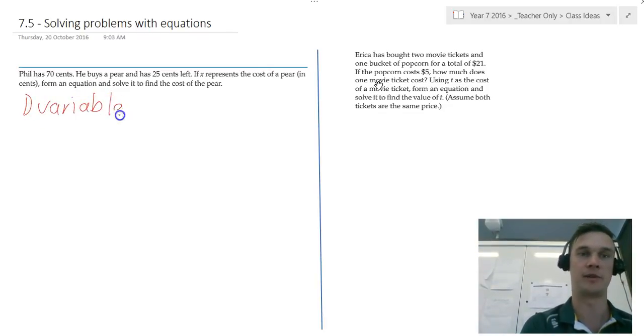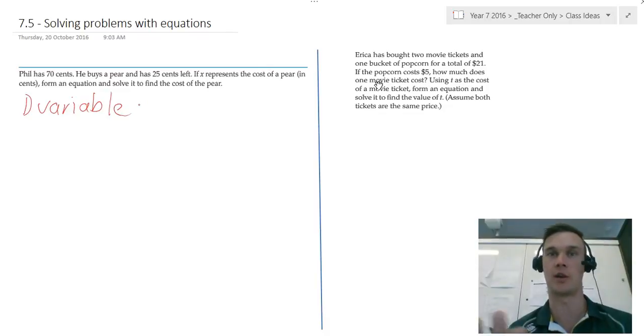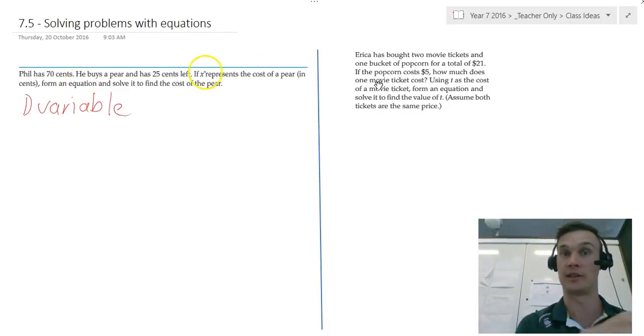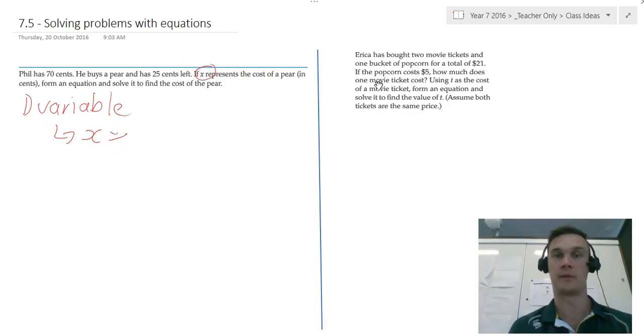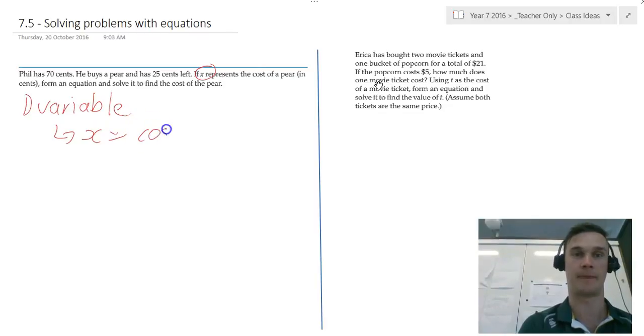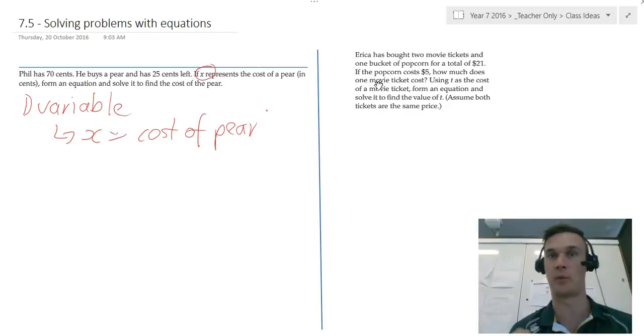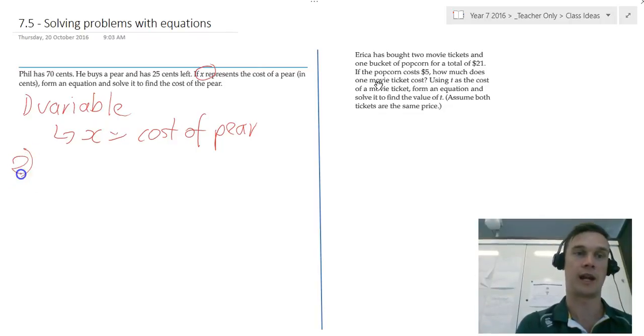Now remember, the variable is the unknown quantity, the thing that we don't know. And in this case, it actually tells us what it is, and it says if X, so here we have X, what does that represent? That represents the cost of a pear. Okay. So step 1 is always try and find what the unknown is, the variable, the thing that we actually need to find out. Step 2 then is to work out the equation, or create an equation from the problem.